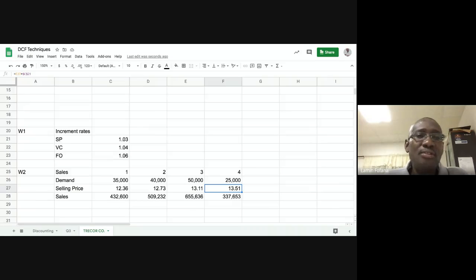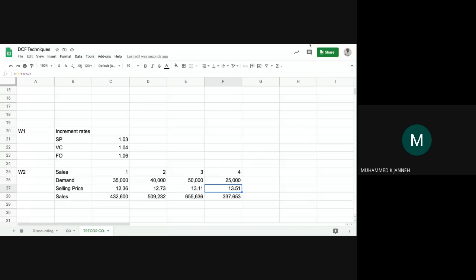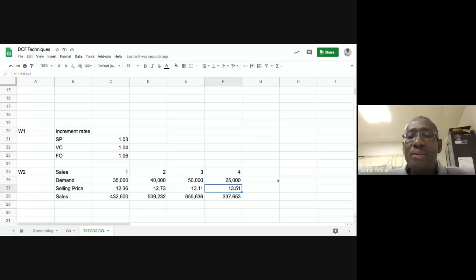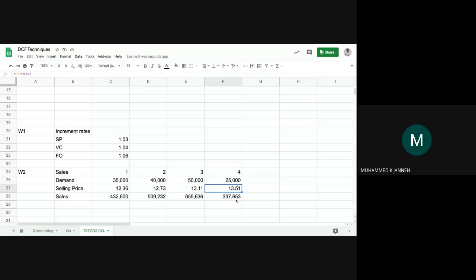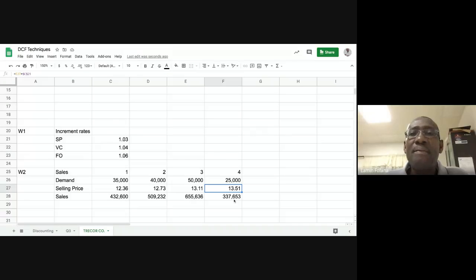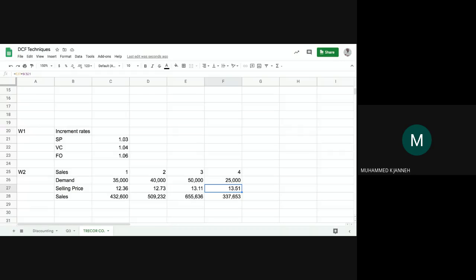If you use that and you multiply by 1.03, it should give you 13.51. No, it's 13.50. You took it to two decimal places. Yes, you took it to two decimal places, as you are putting the answers. That's how I'm taking it.